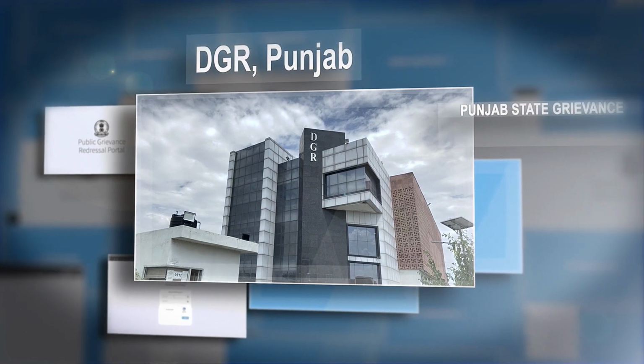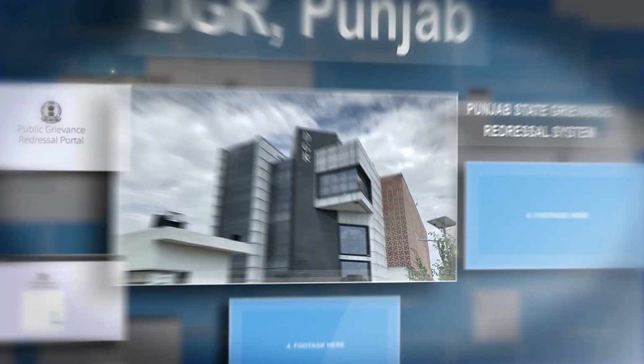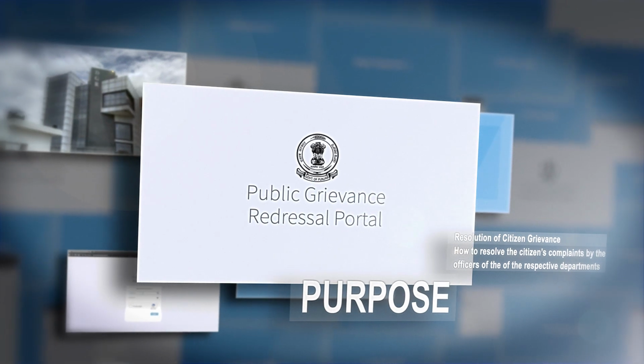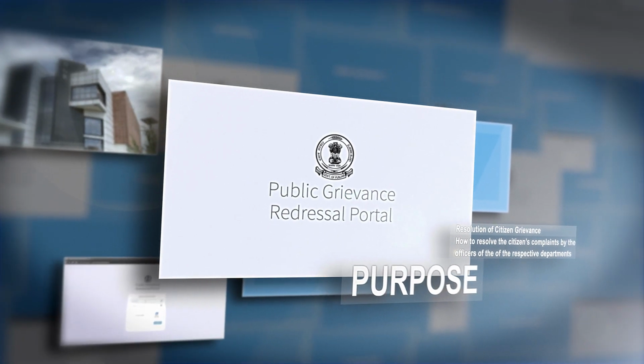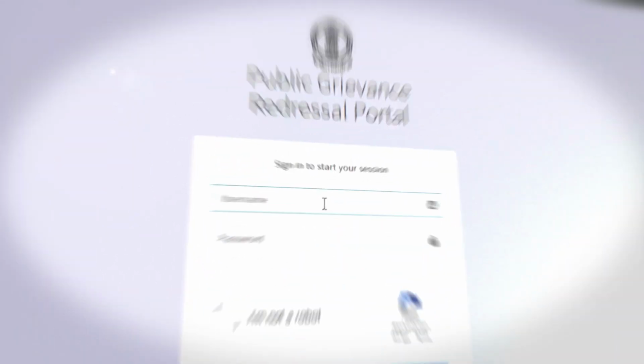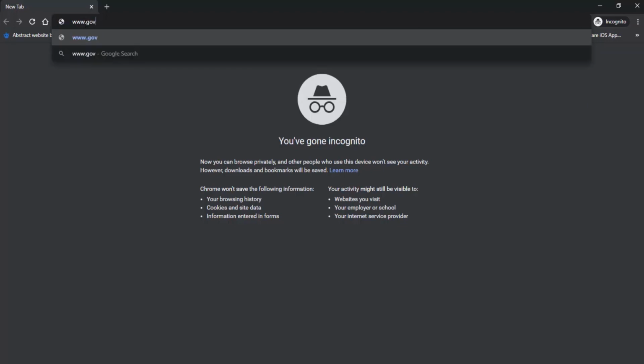Resolution of Citizen Grievance. The purpose of this training is to demonstrate how to resolve the citizen complaints by the officers of the respective departments. Please follow these steps in order to take necessary action for a citizen complaint. Step 1. Log into the PGRS application.